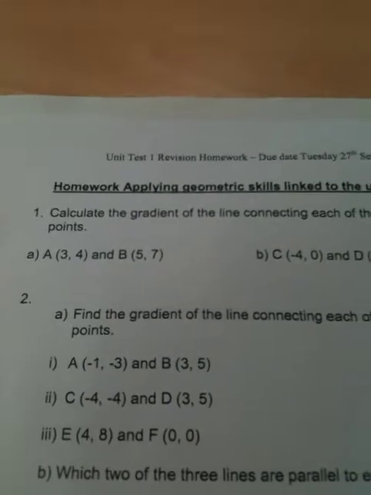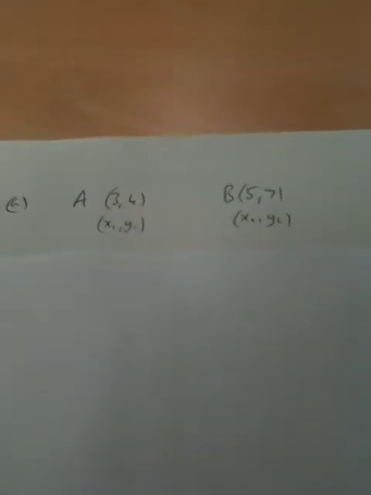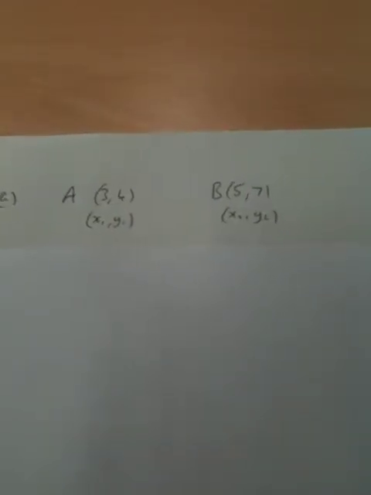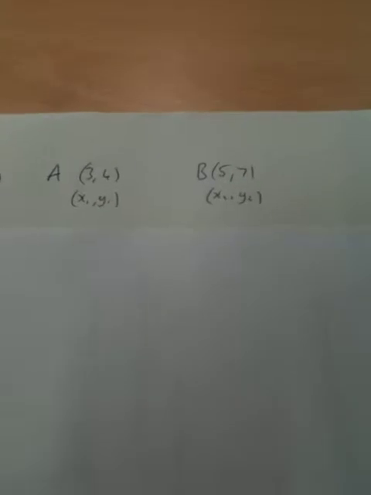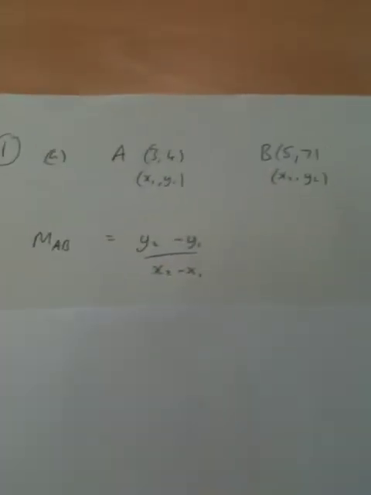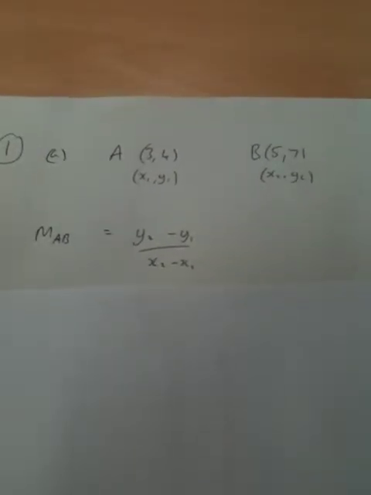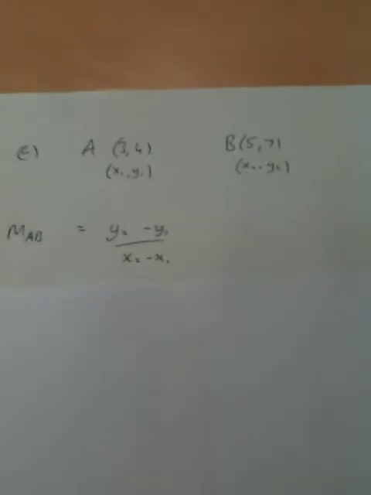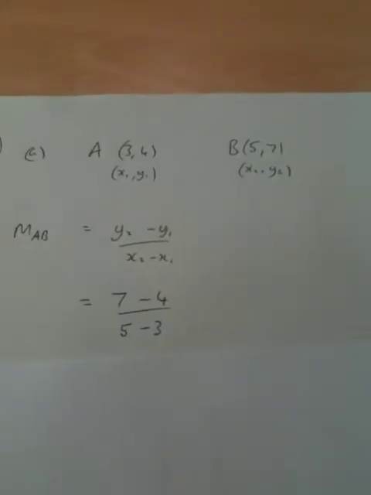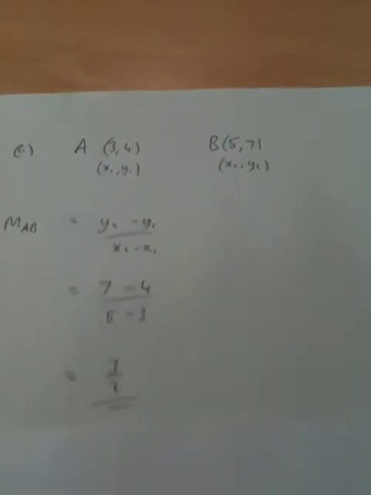So number 1, find the gradient between these 2 points. So we have A and B. Underneath the coordinates of A, I would write x1, y1. Underneath the coordinates of B, I write x2, y2. That's so that I do not make a mistake when substituting into the formula. Remember, the formula for a gradient is y2 minus y1 over x2 minus x1. So that would be 7 minus 4 over 5 minus 3 when we substitute in, which is 3 over 2.